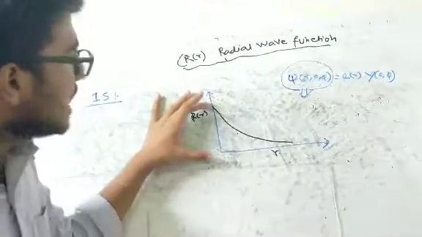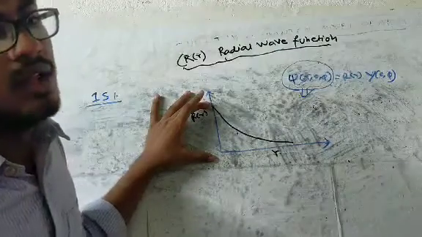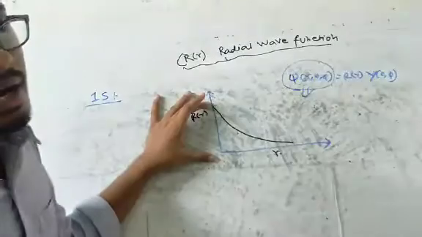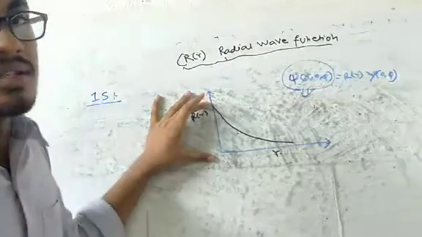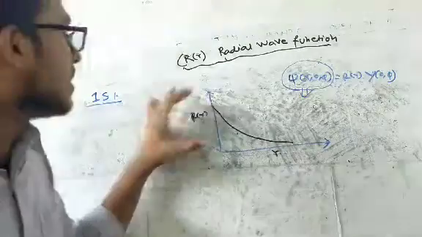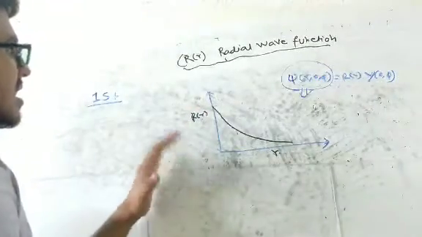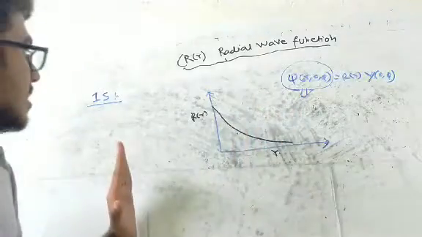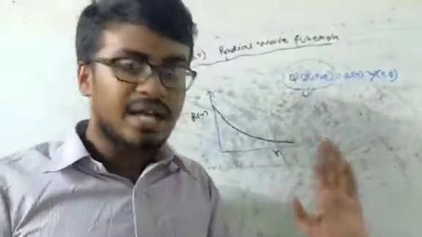But this is quite contradictory with the practical. An electron cannot be present at the nucleus. If the electron were present at the nucleus, it would violate the uncertainty principle. So this graph does not match the practical concepts, which means we need some correction.